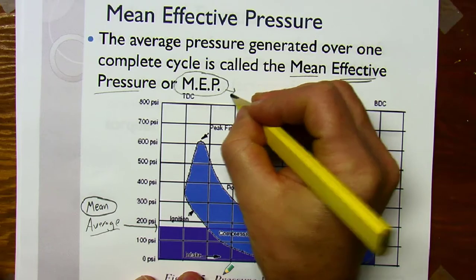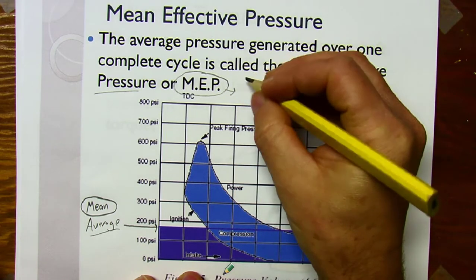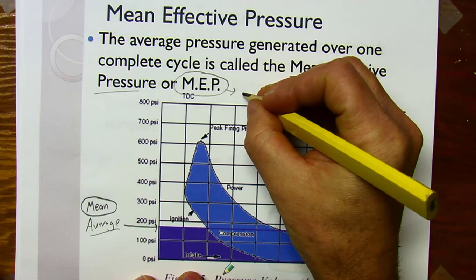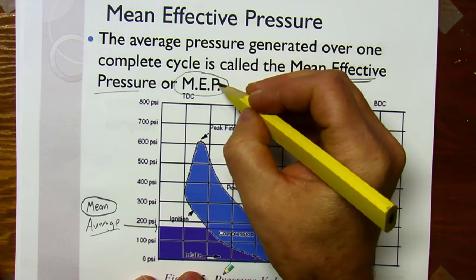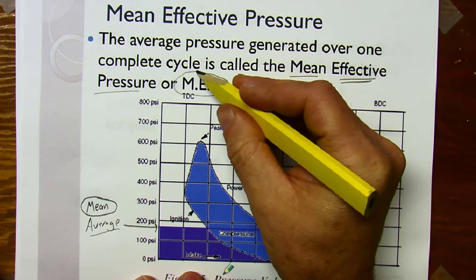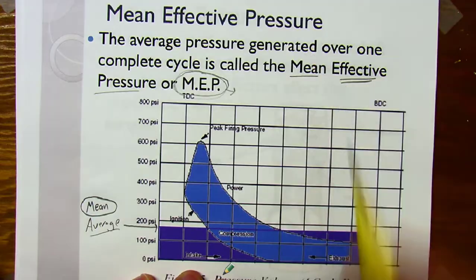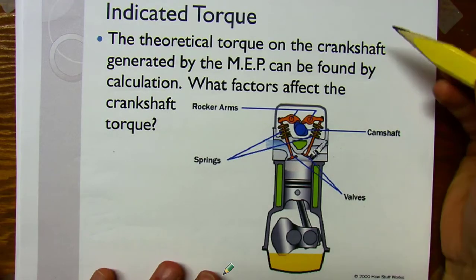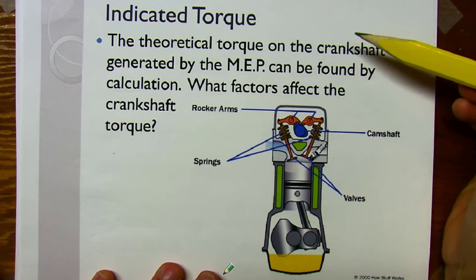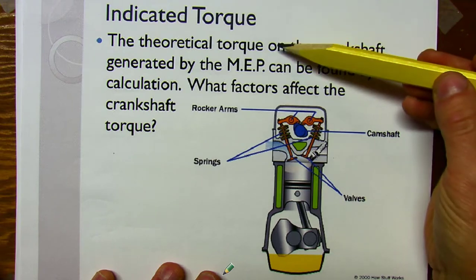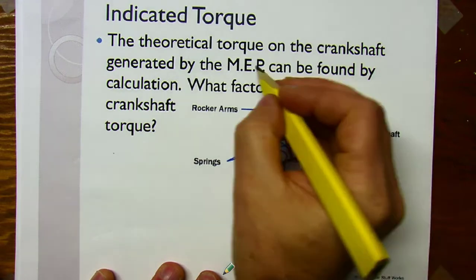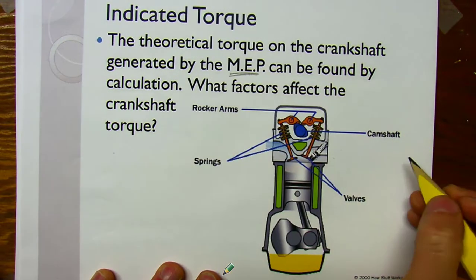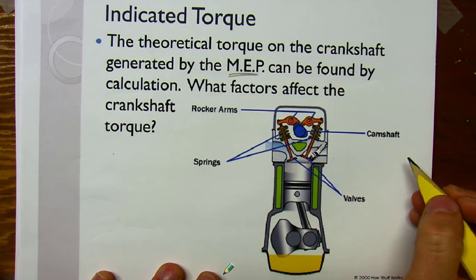So this pressure is the biggest factor in how much power your engine produces. The more pressure you have, the more power you get out of the engine. That's what every engine builder is trying to do. More fuel, more oxygen, more pressure. And that ultimately is what makes the torque on the crankshaft. The theoretical torque, that is to say the amount of torque that we should get out of that engine, is generated by the mean effective pressure, and we can figure this out by calculation.